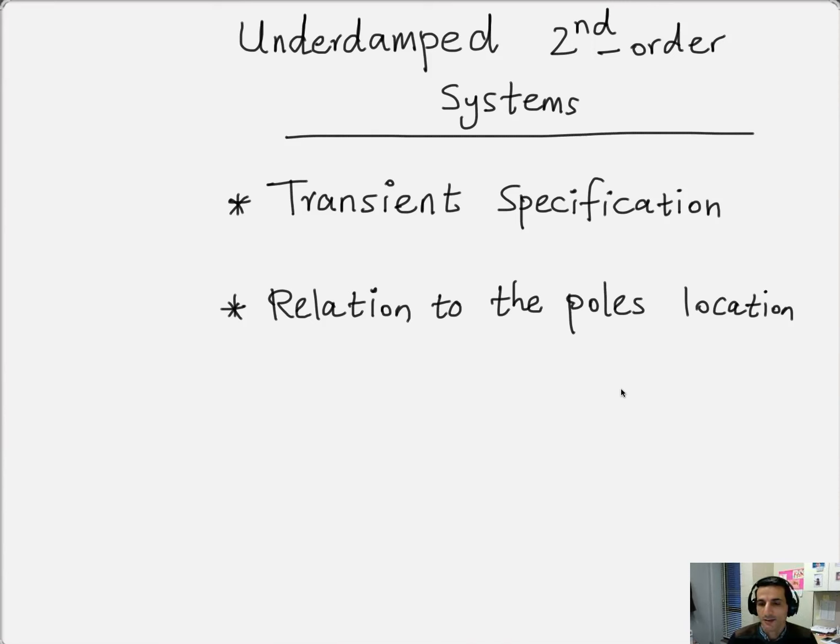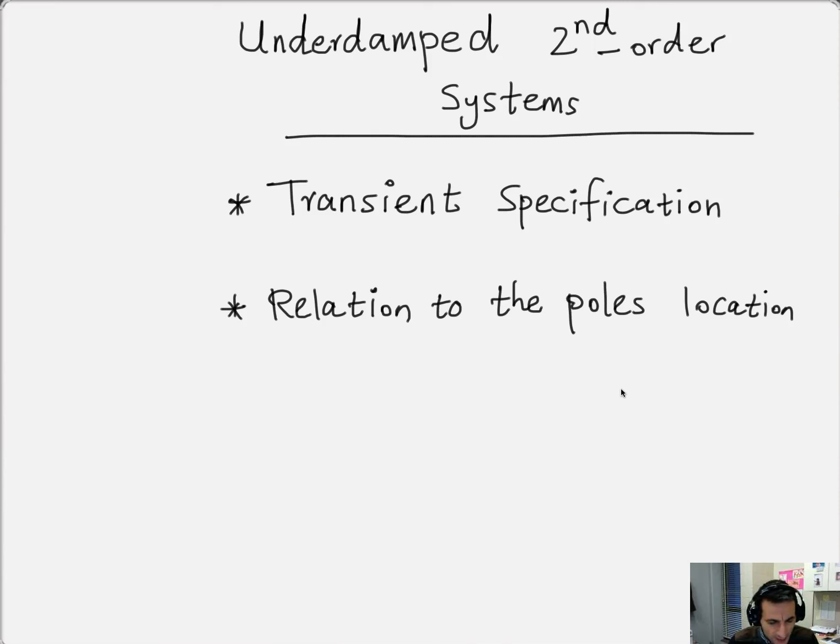The reason why this class of systems is of interest is that not only can the time response of the system be found in terms of zeta and omega n that we defined, but it turns out that there are more time domain specifications related to second order systems, or in general underdamped second order systems, that can also be classified in terms of omega n and zeta.